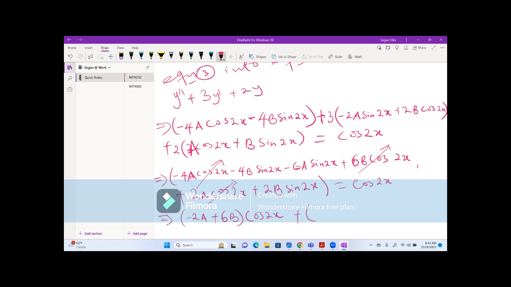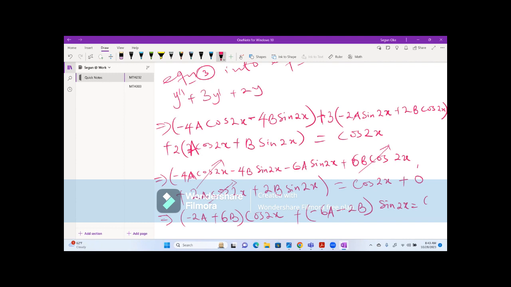Let's look at the sine 2x. We have minus 6a. Do you agree with me? Yes. When you add these two together, what do you become? You still have minus 2b. Minus 2b sin 2x. Everything equals what? Cos 2x.